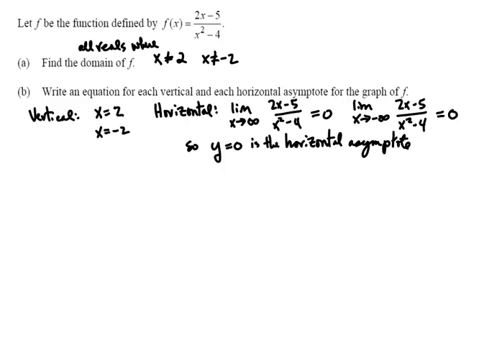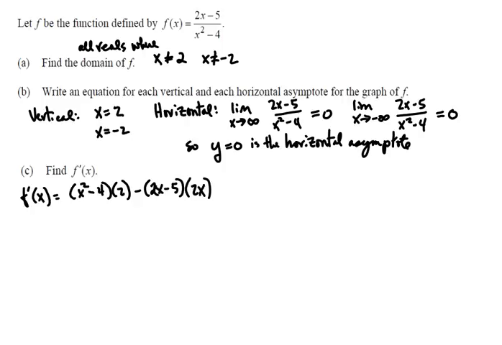For part C, we want to find the derivative of f, and that's going to be a quotient rule, and a chain rule within a quotient rule. So we have low d high, which is going to be 2, minus high d low, which is going to be 2x. So I guess there actually is no chain rule within the quotient rule there. It's just the derivative of the denominator is 2x, and that's all going to be divided by x squared minus 4, quantity squared.